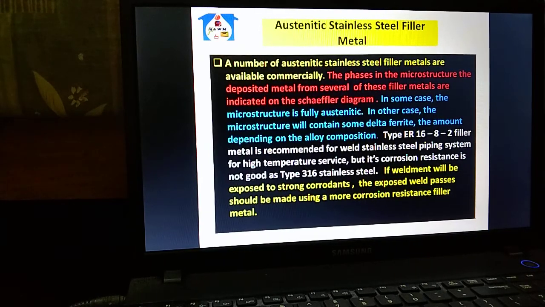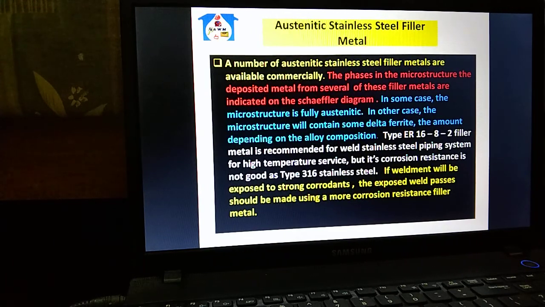Austenitic stainless steel filler metal. A number of austenitic stainless steel filler metals are available commercially. The phases in the microstructure of the deposited metal from several of these filler metals are indicated on the Schaeffler diagram. In some cases, the microstructure is fully austenitic. In other cases, the microstructure will contain some delta ferrite. The amount depends on the alloy composition.